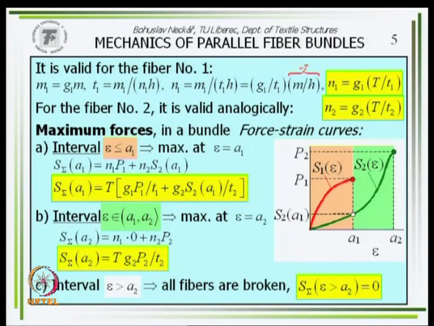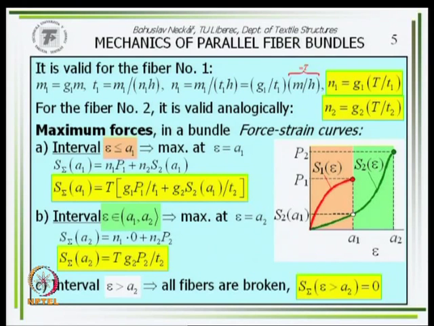Yeah? Let's now divide this scheme into three parts. The first part is from 0 to epsilon equal A1, the breaking strain of the red fiber. It's a little rose-colored area in my picture. The second interval is from A1 to A2. It's green-colored. And the third is over A2, it's white. And we will study separately the forces in these three intervals.